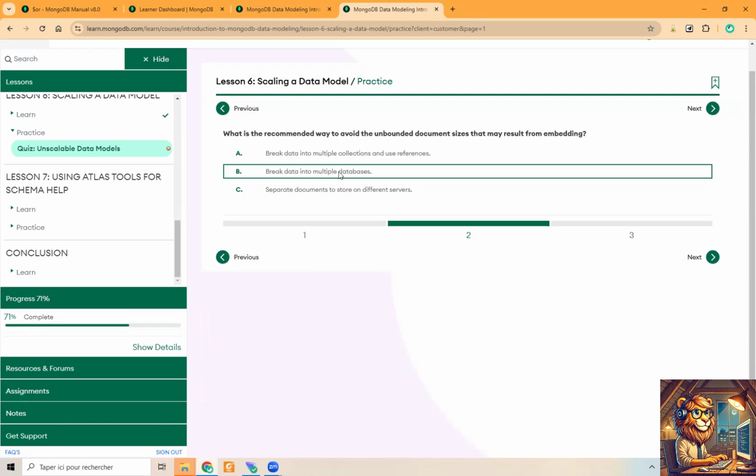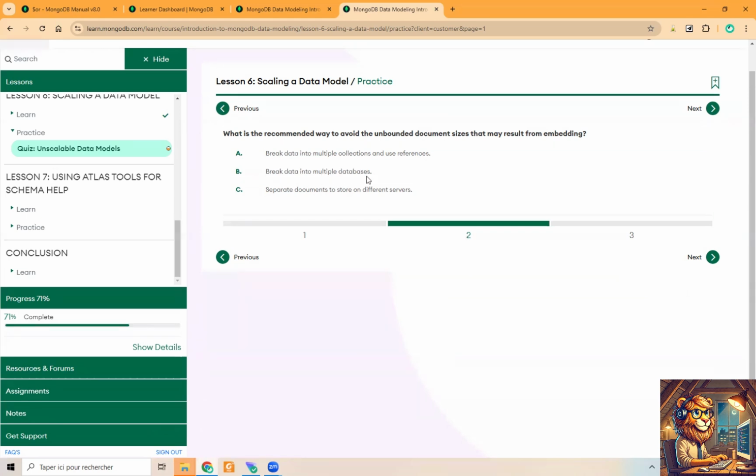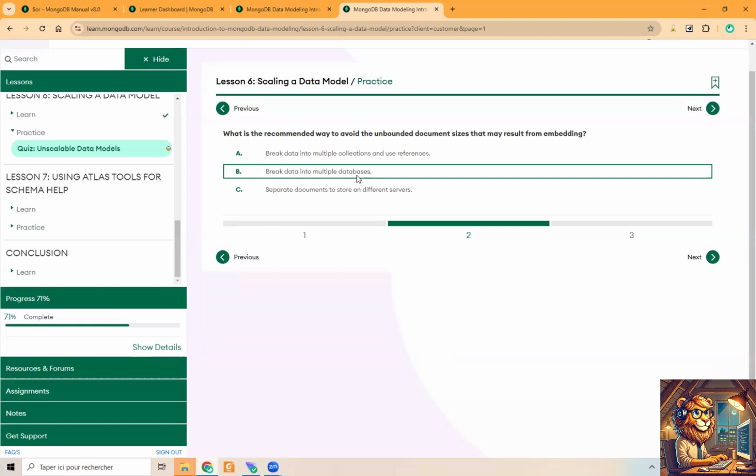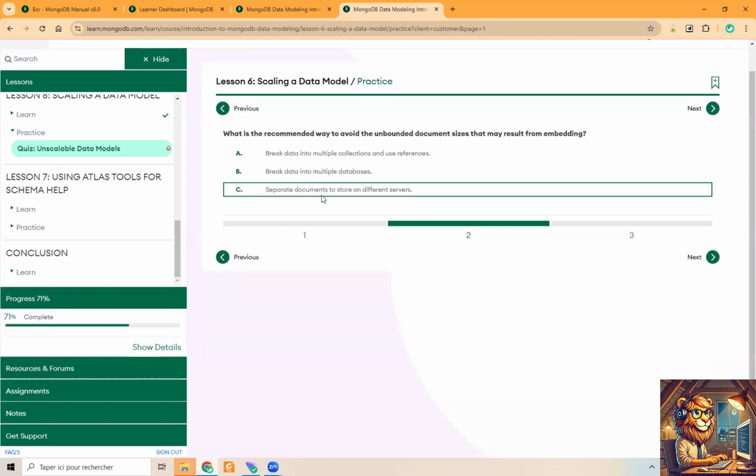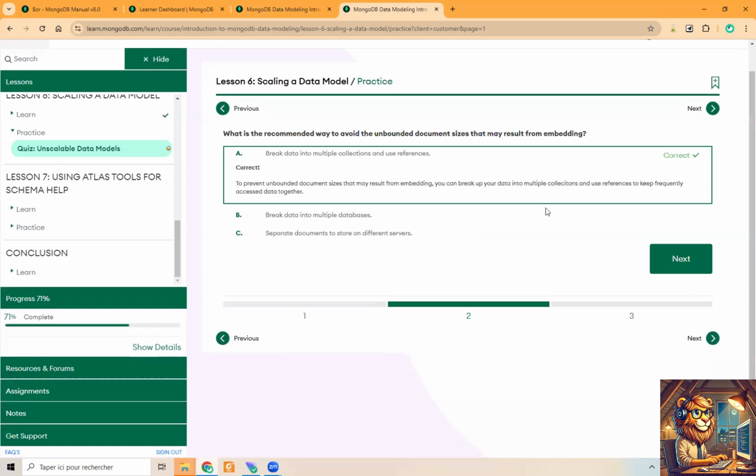Break data into multiple databases. That won't be necessary. I think you need to keep all the data within the same database. Separate documents to store on different servers. No, so I think that's answer A.